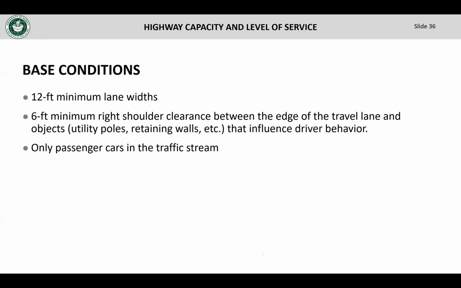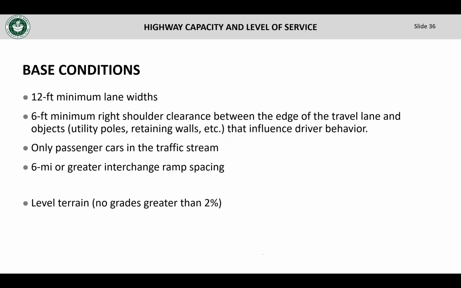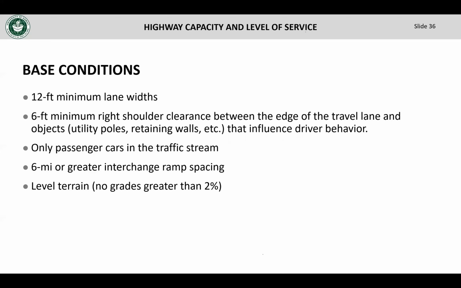We're assuming that we have only passenger cars in the traffic stream. That's usually not the case, right? But for the base conditions, we're assuming we have all passenger cars, and that includes pickups too. And then we have an interchange density of 6 per mile or less. And we also have level terrain. That means no grades that are greater than 2%. Nothing that can actually affect the traffic speed.